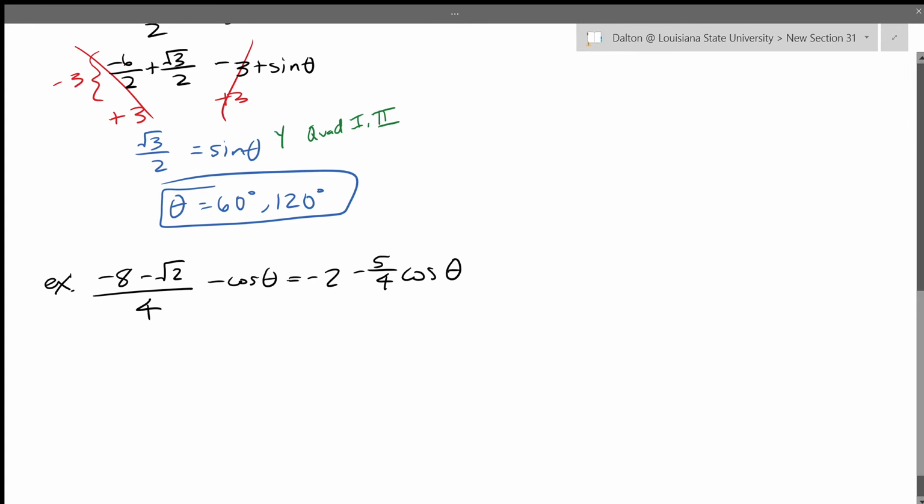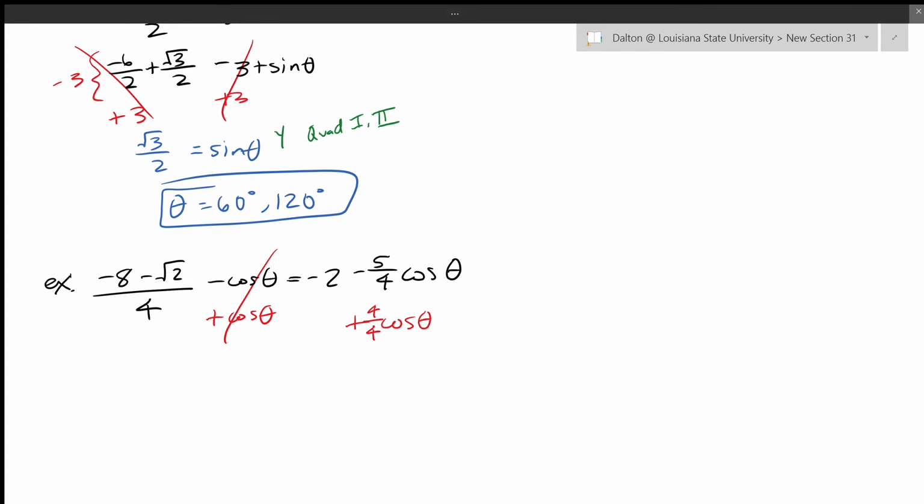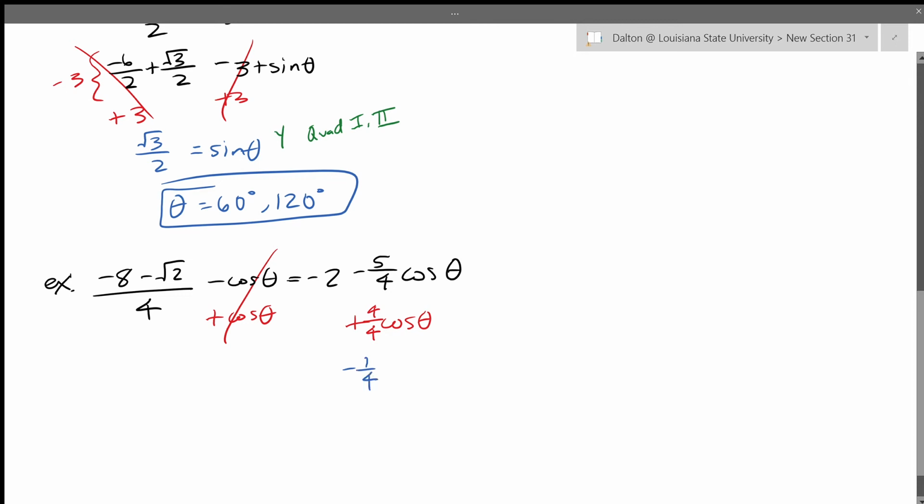So I'm going to go ahead and say, let me add cosine to both sides. So if I add 1 cosine theta on the left side, it cancels. If I add it to the right side, you could obviously use your calculator, but negative 5/4 plus 1, well, another way to write 1 is 4/4. So negative 5/4 plus 4/4 is equal to negative 1/4 cosine theta.